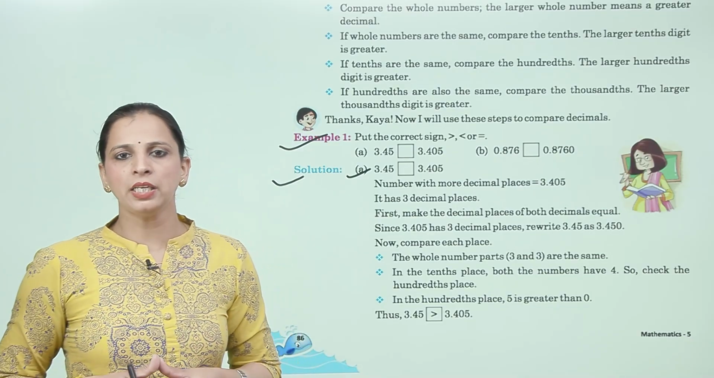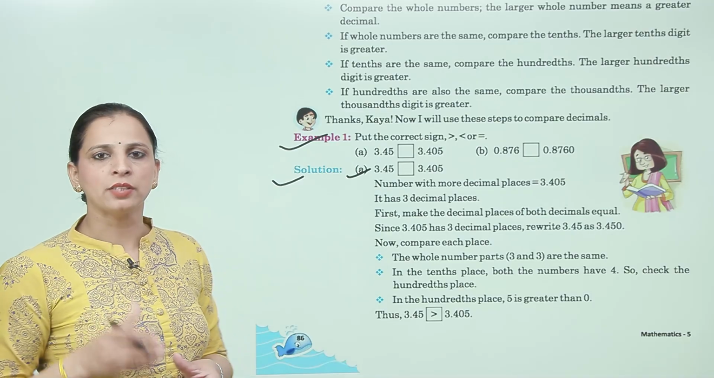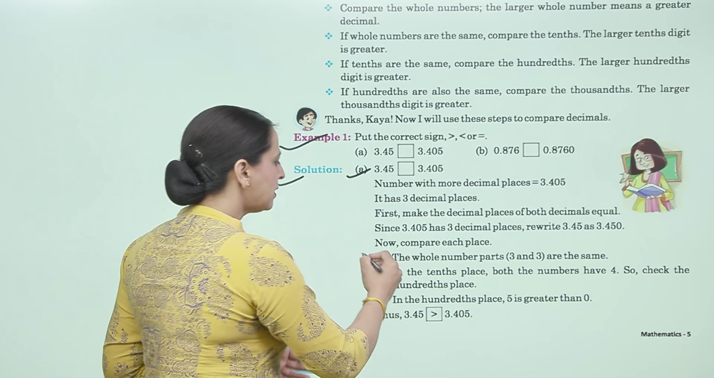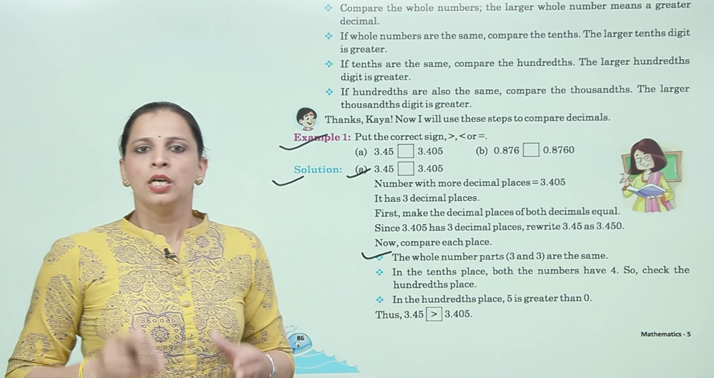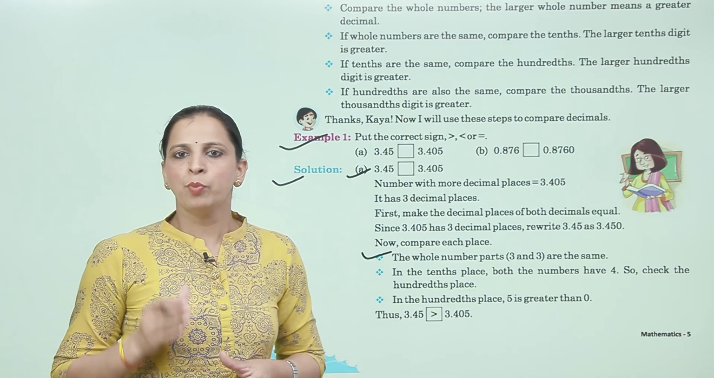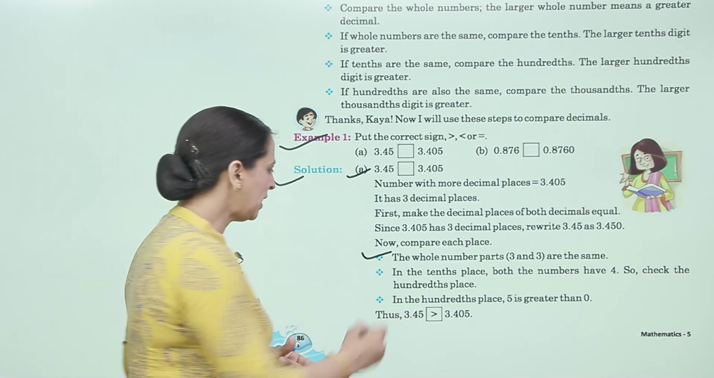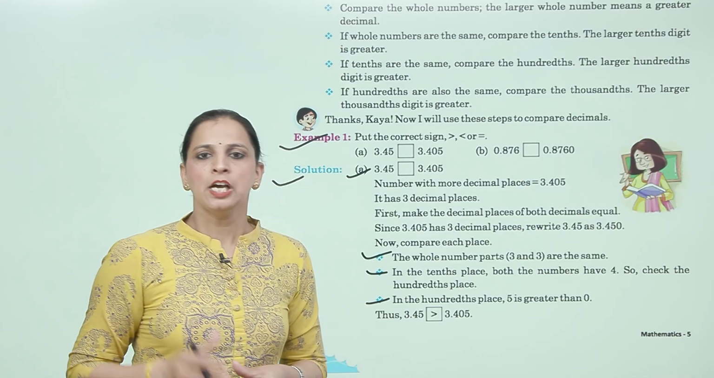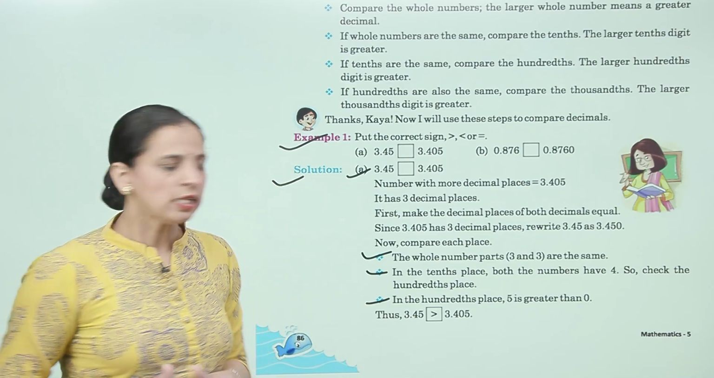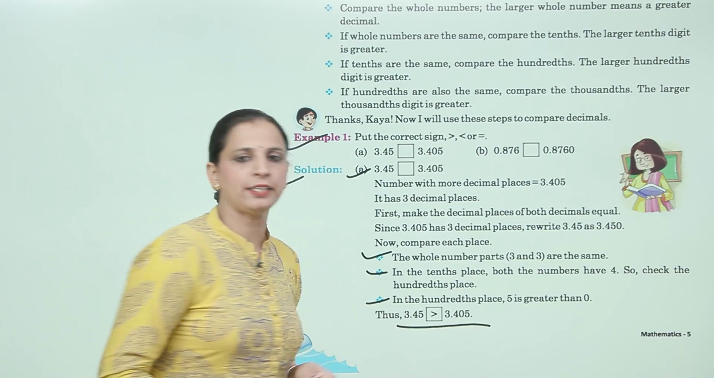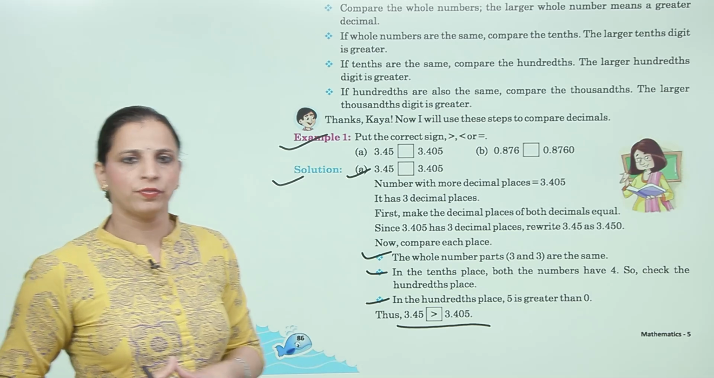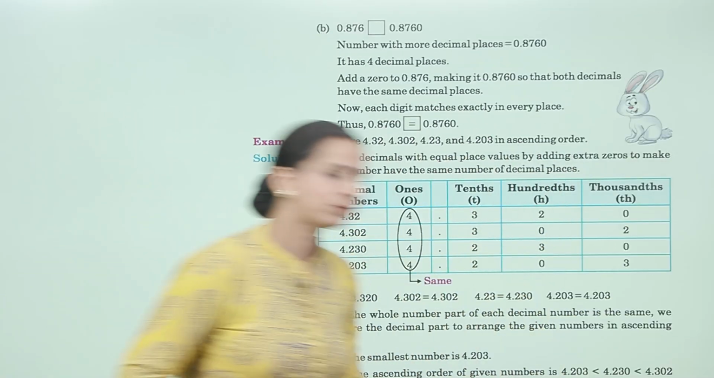Now compare each place. The whole number parts 3 and 3 are the same. Now in the 10th place both the numbers have 4. So check the 100th place. In the 100th place 5 is greater than 0. Thus 3.45 is greater than 3.405.